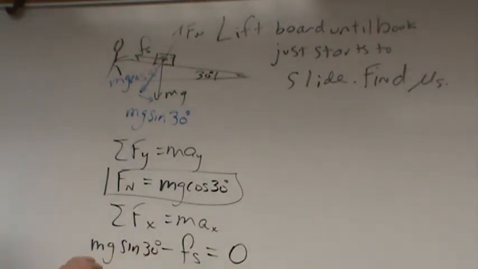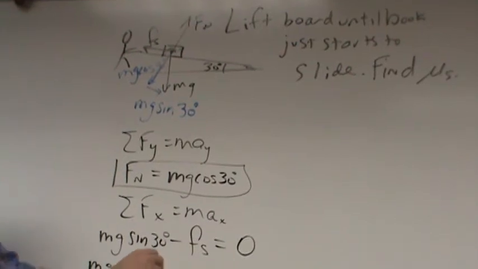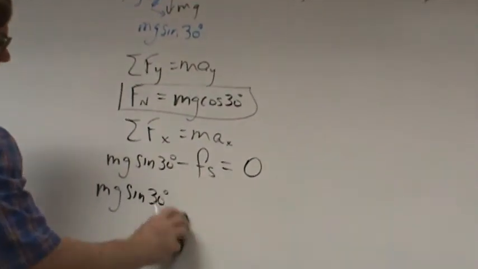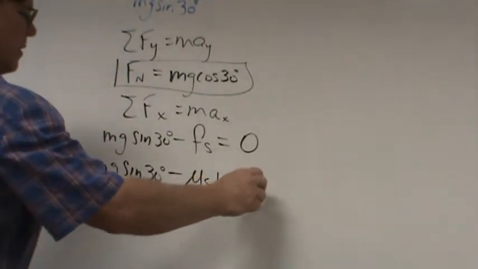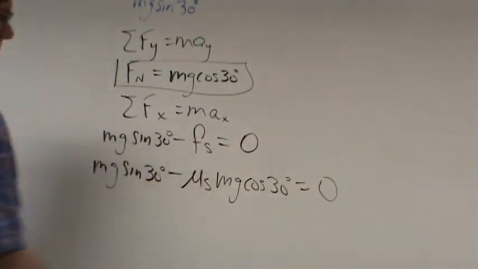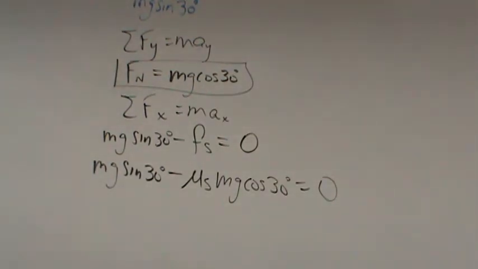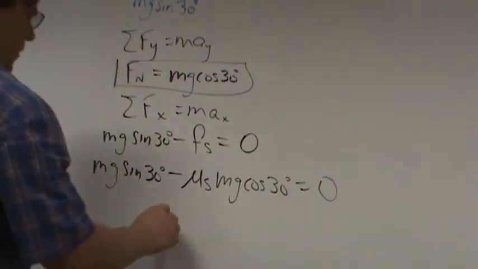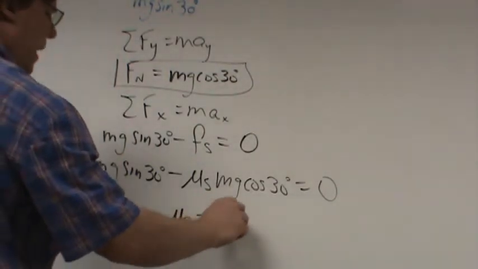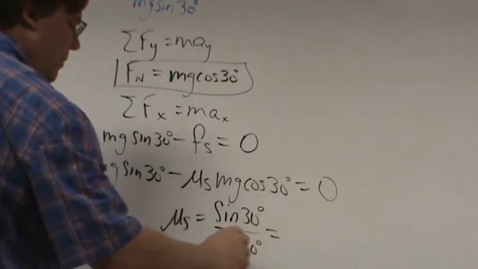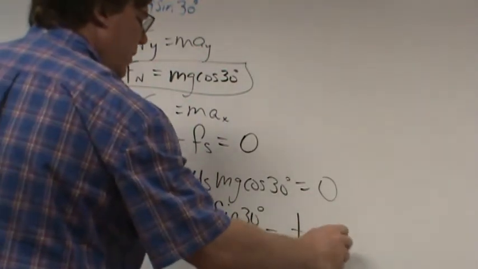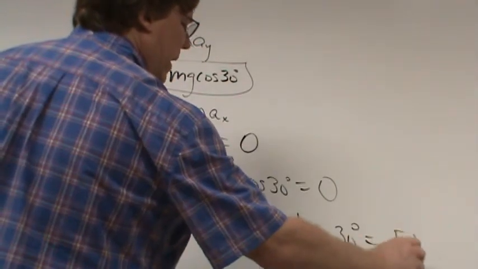And my static friction force is going to be mu sub s times F sub N. Do you notice now not only do the m's cancel, but the g's cancel? And I end up with mu sub s equals the sine of 30 degrees over the cosine of 30 degrees. That is, mu sub s ends up equaling the tangent of 30 degrees, which is about 0.58.